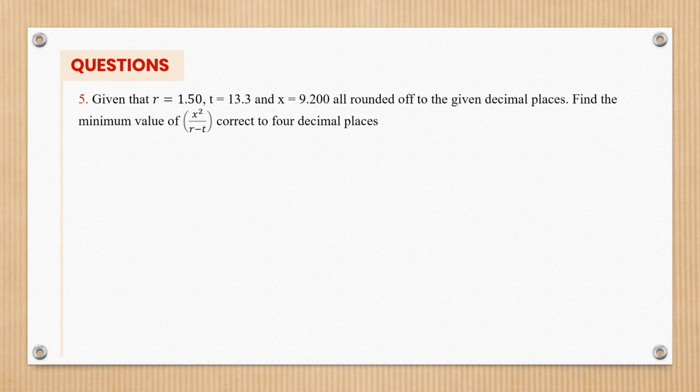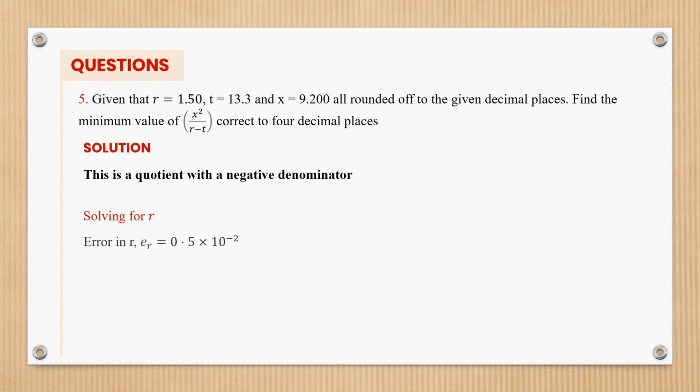Alright, the next question. We're told that r is equal to 1.50, t is equal to 13.3, and x is equal to 9.200, all rounded off to the given decimal places. Find the minimum value of x squared over r minus t, correct to 4 decimal places. In such cases, you have to be very careful whenever you see a quotient, because we can see that r minus t is what we have at the bottom. So r, which is 1.5, minus t, which is 13.3, shall be negative. So this is a quotient with a negative denominator, which is very important to note.